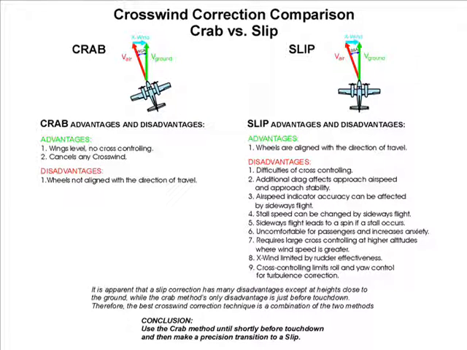A slip correction has many disadvantages except at heights close to the ground, while the crab method's only disadvantage is just before touchdown. Therefore, the best crosswind correction technique is a combination of the two methods, where a crab is used until shortly before touchdown, and then a precision transition to a slip is accomplished. Let's examine the precision transition more closely.